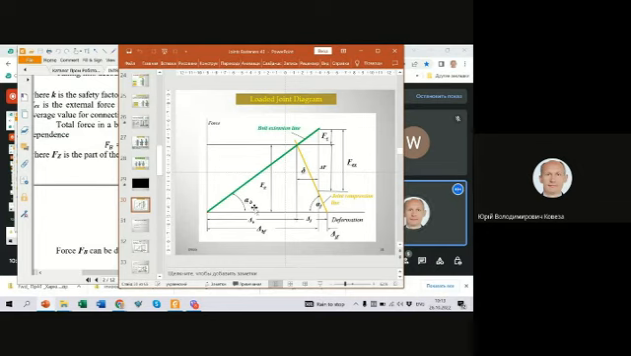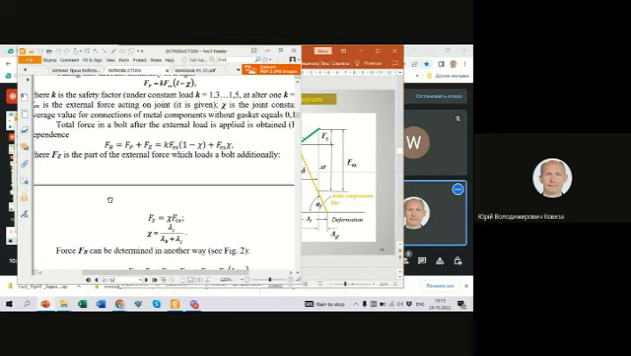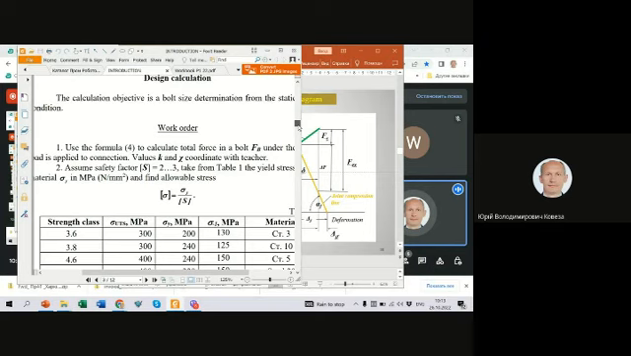So let's start calculation. First part of our work is to find prestressed force enough to avoid gap between elements. So let's start from initial data.